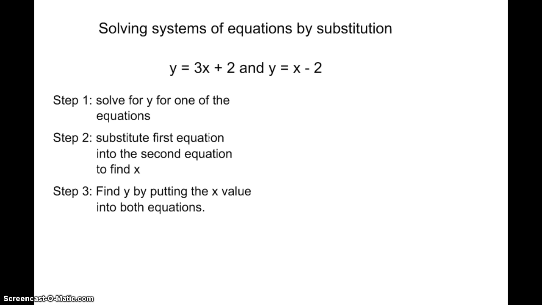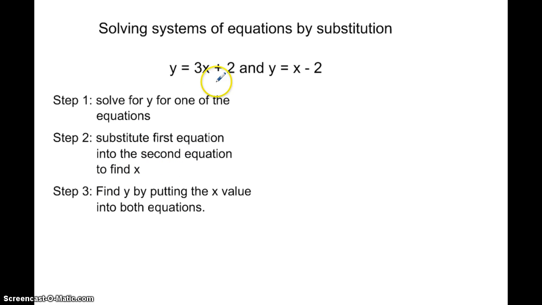In this particular example, it's already been set up so that we have y equals 3x plus 2 and y equals x minus 2. So one of these equations is already solved for y. Actually, both of these equations are solved for y, but we only have to do it for one of them. Step 2 is to substitute the first equation into the second equation to find x.